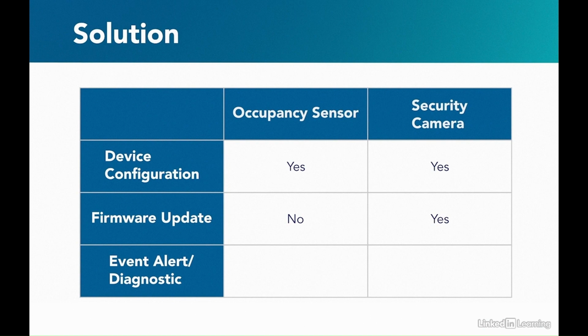Lastly, both devices will need to keep track of event alerts or logs. For example, the occupancy sensor needs to send occupancy events to the remote DM server, and the security camera would send the security alerts to the DM server. Also, both devices would need to send diagnostic information such as machine states over time to the DM server.